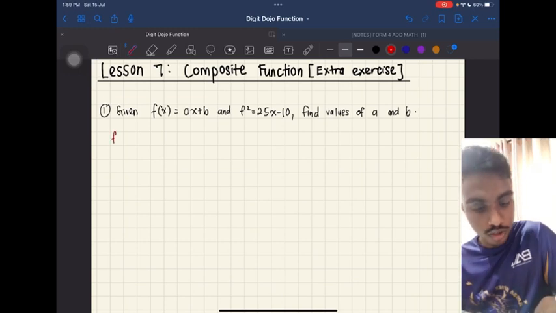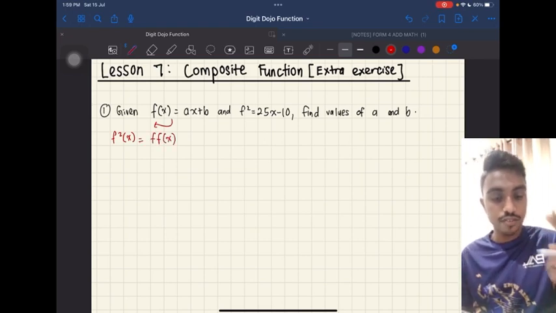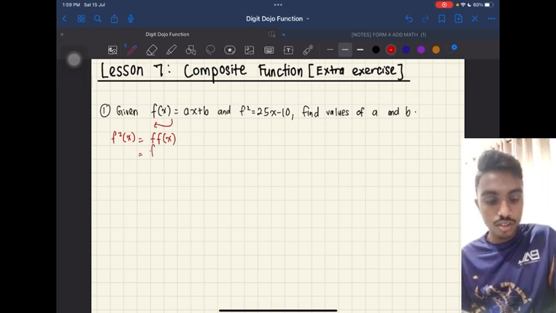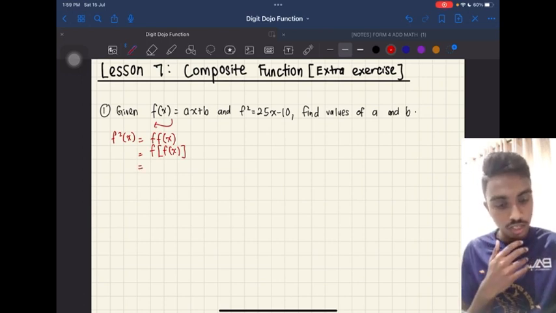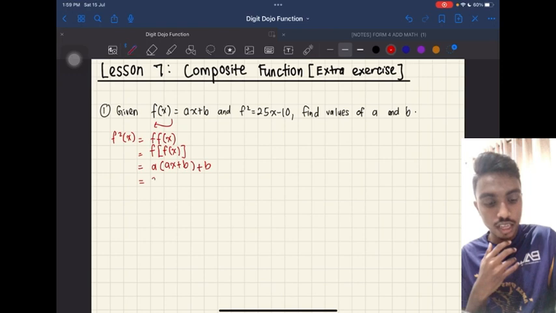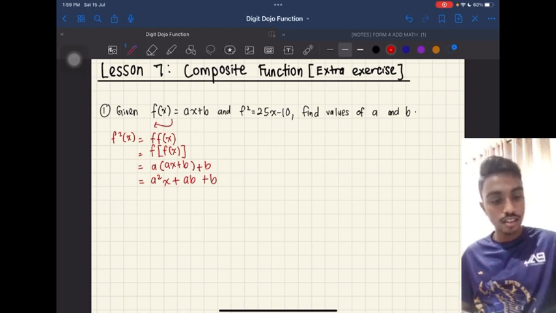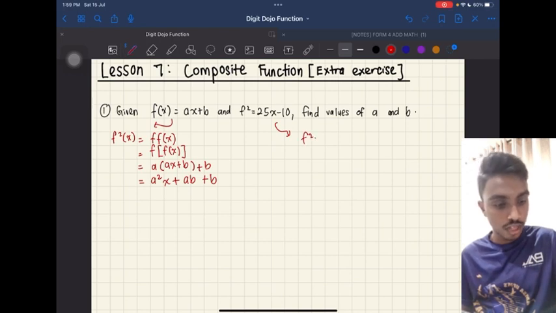So I will create my own f squared of x using this info. f squared of x is f of f(x), in which I'm going to substitute another f(x), which is ax plus b, and I'll get a squared x plus ab plus b. Okay, so this is my f squared of x, and from here we are having f squared of x is 25x minus 10.